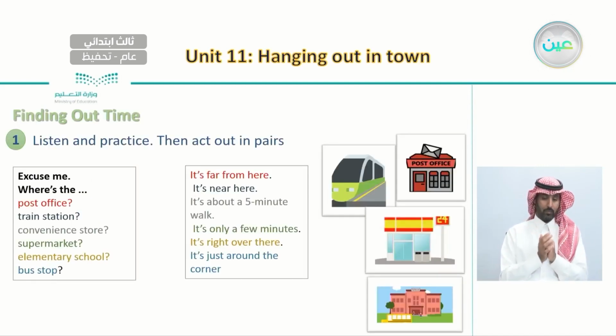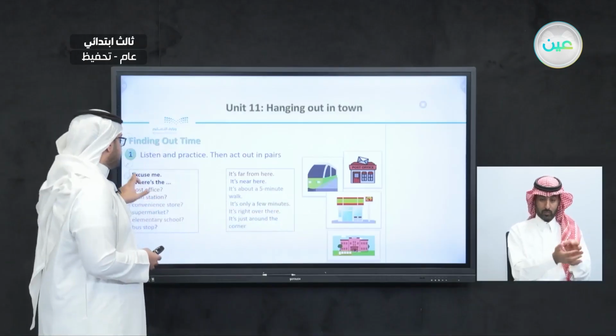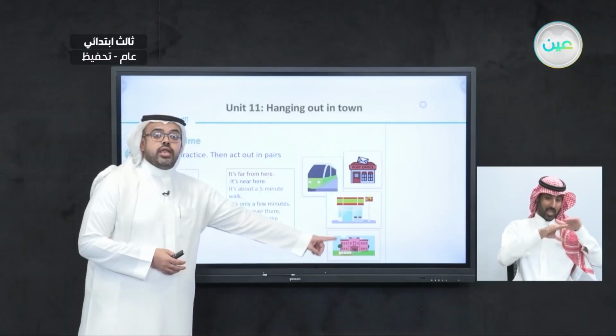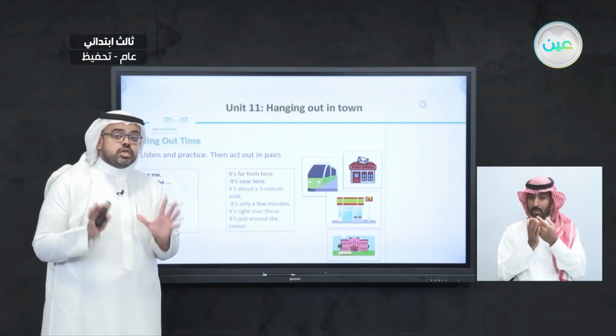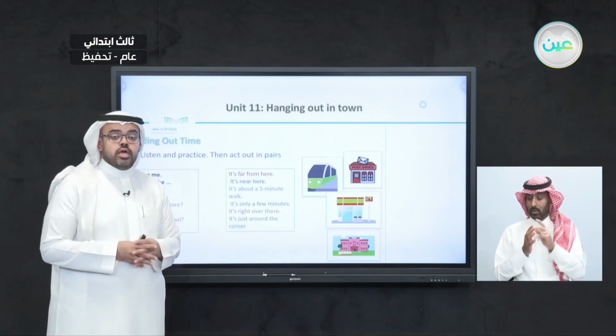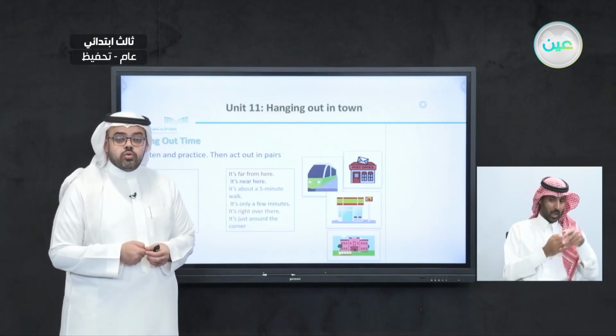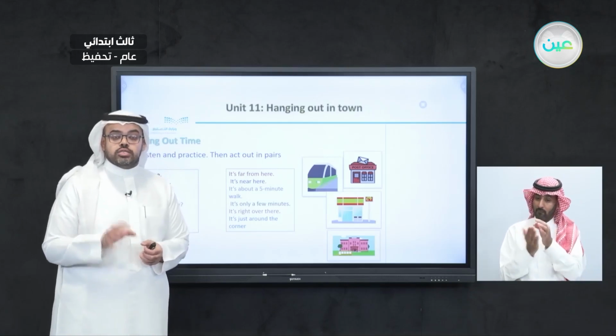Now on page 82 you will see a map of a city, and in this map you will see different places. A place like a train station, you can find a train station. You can also find a post office. You can also find a convenience store, and also a bus stop, and also an elementary school. So just keep this road map in your head and let me and you try to practice how we can use this map of a town.